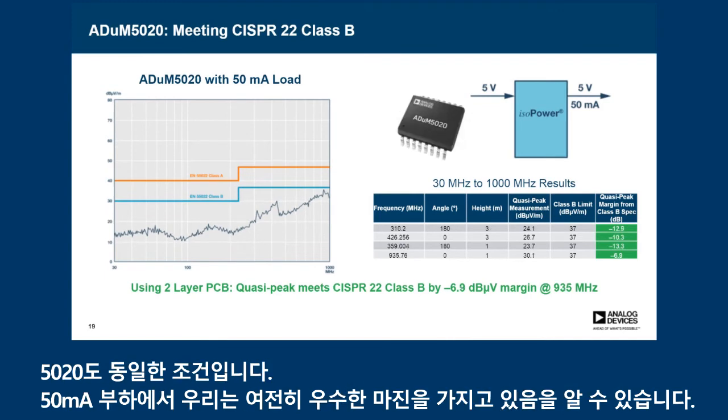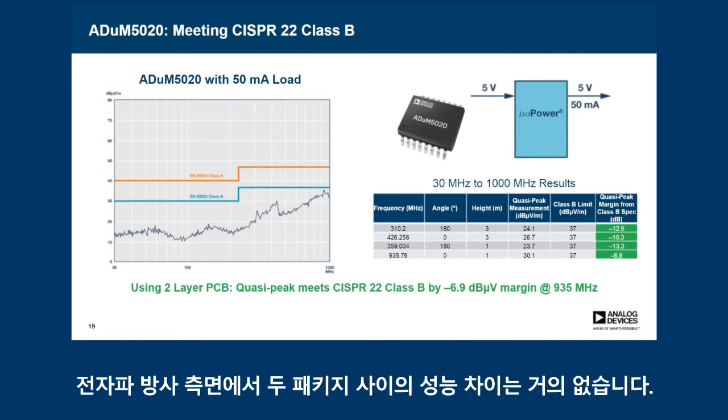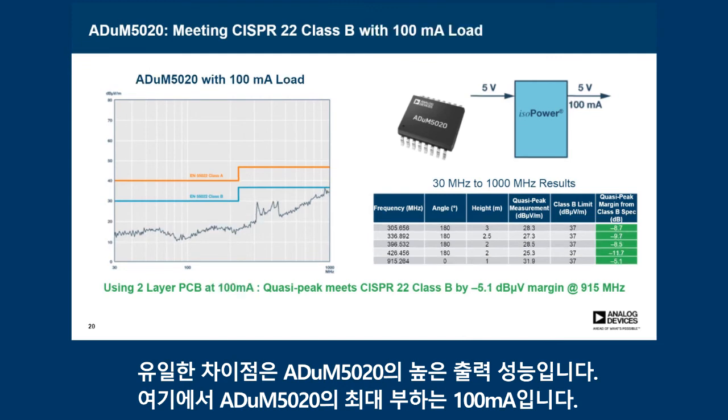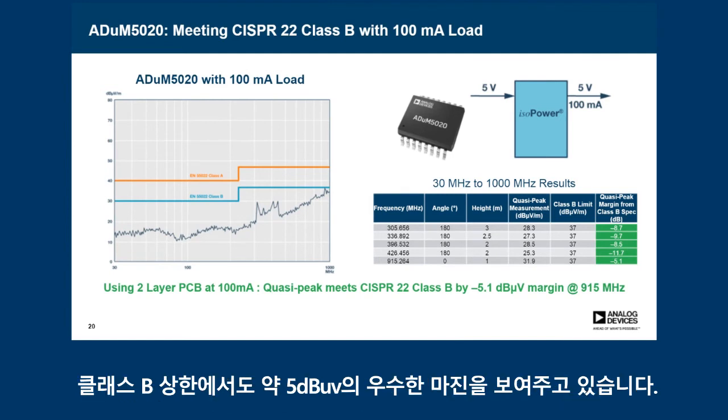This plot is the same condition, only with the ADUM 5020, also with a 50 milliamp load, and just demonstrating that we still have very good margin. So there's very little performance difference between the two packages in terms of the radiated emissions. The only real difference is the higher output capability of the ADUM 5020. And here is the ADUM 5020 at its full load of 100 milliamps, and again, showing good margin to the Class B limits of about 5 dB microvolts.